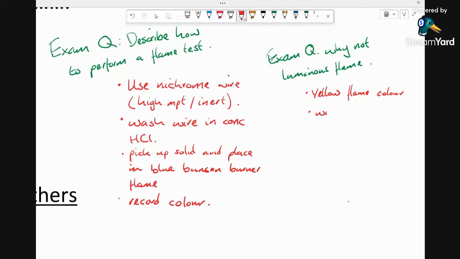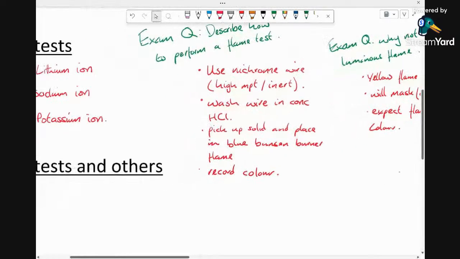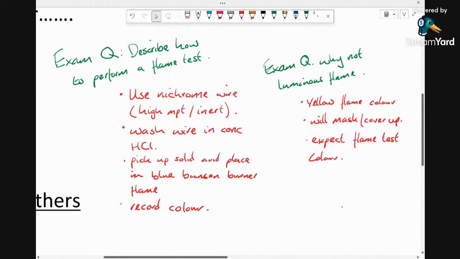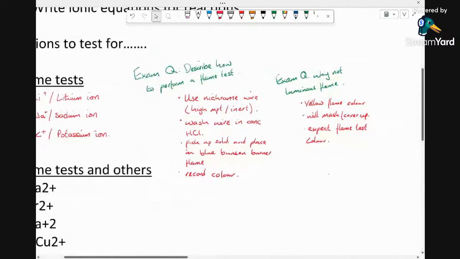a yellow flame color will mask. You don't have to use the word mask; you can say cover up the expected flame test color. You'll just see yellow. It's a very common question, even at A-level, so it's worthwhile. And at GCSE, oh my God, super common. It's actually more common at GCSE than at A-level, but it's nice to have it.